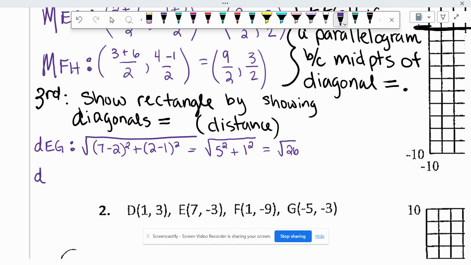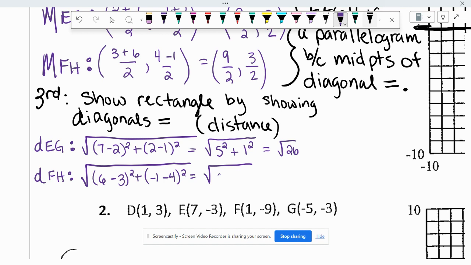Let's find the distance of FH. Okay. So x sub 2, that's H. 6 minus 3, the quantity squared, plus negative 1 minus 4, the quantity squared. Okay. So what is 6 minus 3? So I have 3 squared plus, what is negative 1 minus 4?